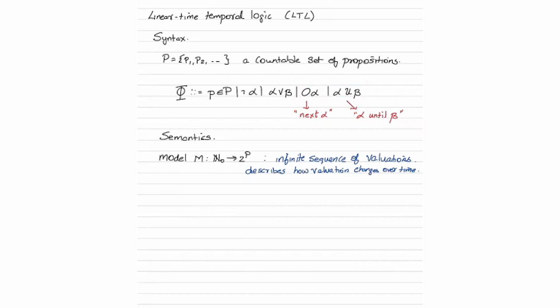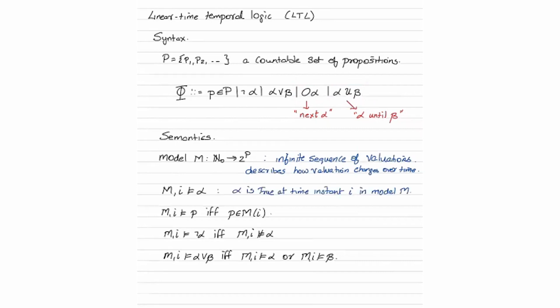Then you talk about the satisfiability of a formula at a particular time instance of this model. So how do you define that? You have M, which is a model, and I, which is a particular time instance, and we're going to say that M,i satisfies alpha. So alpha is satisfied by the model M at the time instance I. That's the way you read it.